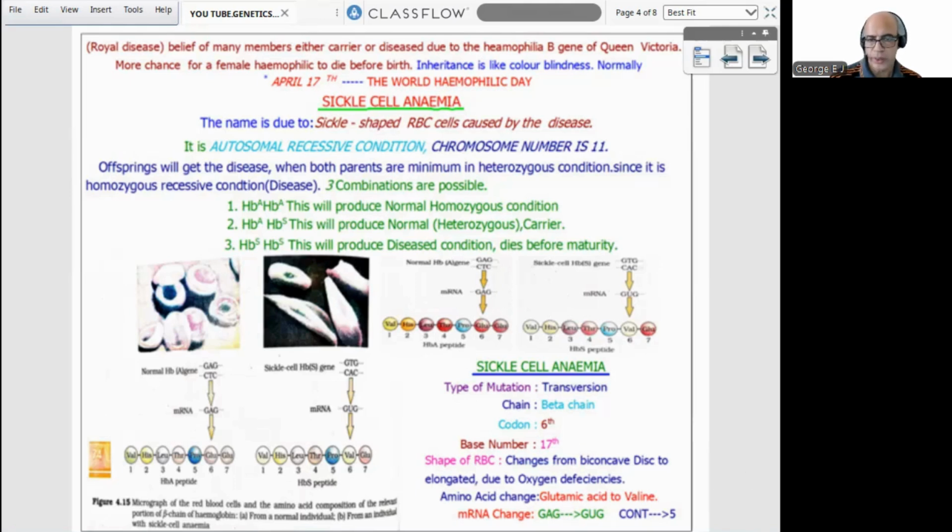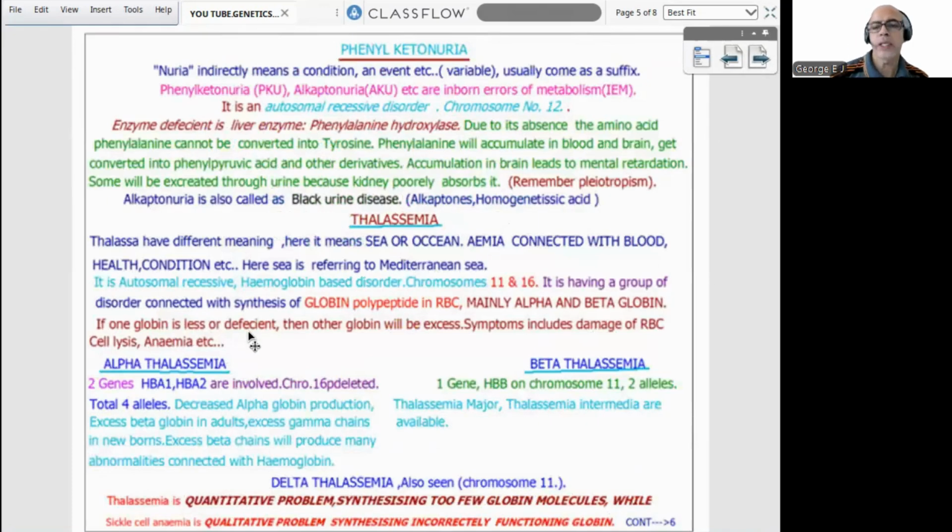Hoping that it is clear to all of you. Now comes the next disease condition, phenylketonuria. Uria indirectly means a condition or an event. Meaning will be variable, usually coming as a suffix. Phenylketonuria short form is PKU. Another one is called alkaptonuria, short form is AKU. They are commonly inborn errors of metabolism, IEM.